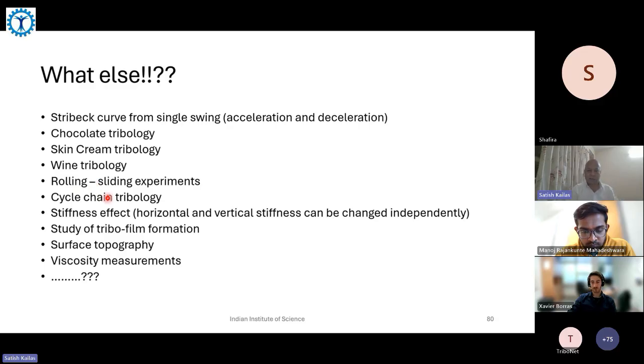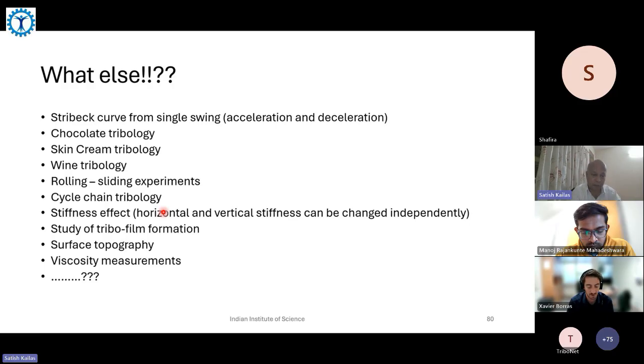Chain cycle tribology is something that we could do, and we could do very careful studies on, like the first graph that I showed you after the Stribeck curve, on how the stiffness of the system and the inertia of the system would influence the Stribeck curve, especially in the stick slip region. If I can change the stiffness of the arm that is holding this ball, I can clearly see how the stiffness would change the noise levels, vibration levels, and things.